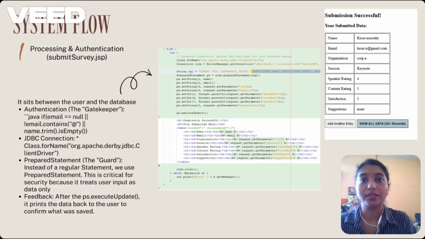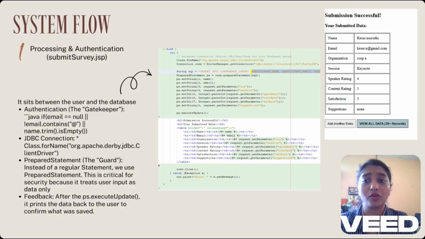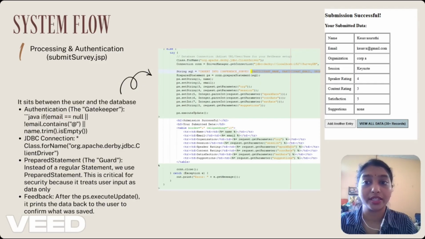So this is how the system flow of processing and authentication, which is submit survey.jsp, will work. As you can see in the code, the table we created for the output, and how the submission will be printed out. And we also have the view all data 30 plus records, which is the next system flow. When we click that button, all the data that the user input will be printed out in the next page.